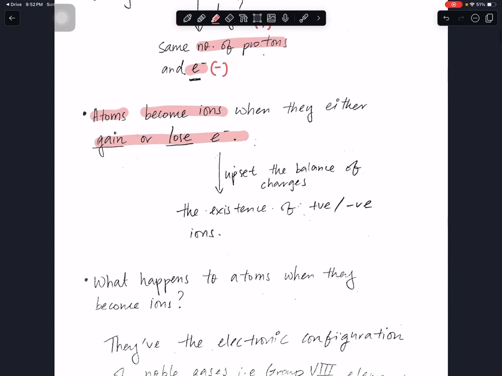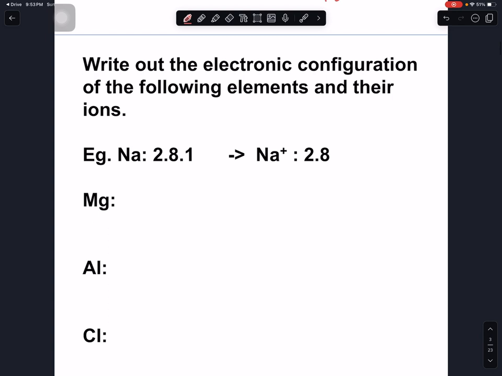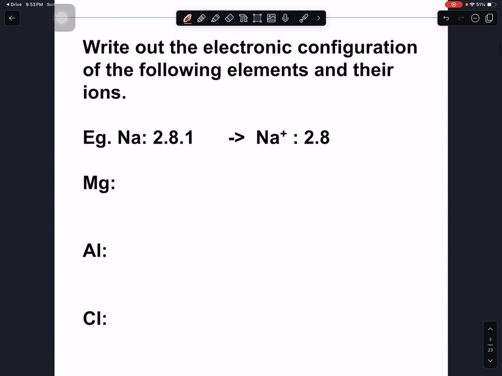The main idea of them becoming ions is for them to achieve the electronic configuration of your noble gas. So it will not be called group 8 anymore. It will actually be called group 0, or nowadays we like to call it group 18. Over here, what we're going to do is a quick recall on how we get the ions of any elements.